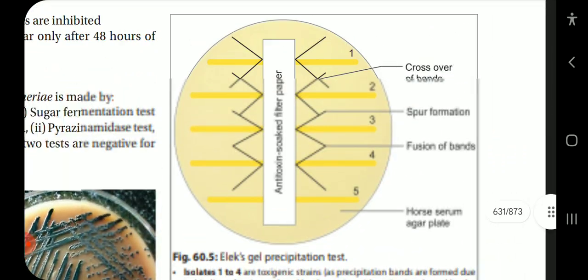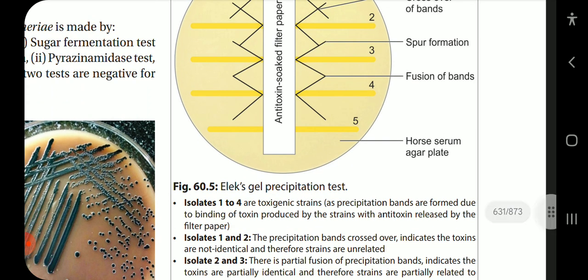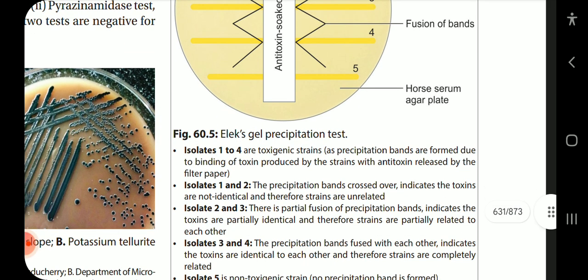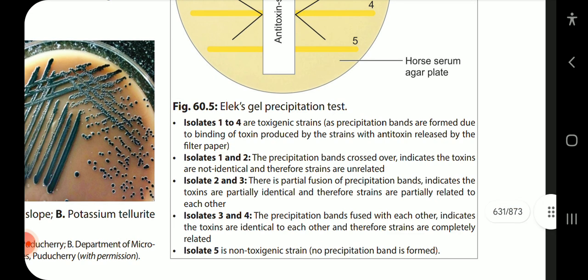In this Elek's gel precipitation test, we can see the crossover of bands, spur formation and fusion of bands, placed on horse serum agar plate. Isolates 1 to 4 are toxigenic strains as precipitation bands are formed due to binding of toxin produced by the strains with antitoxin released by the filter paper.